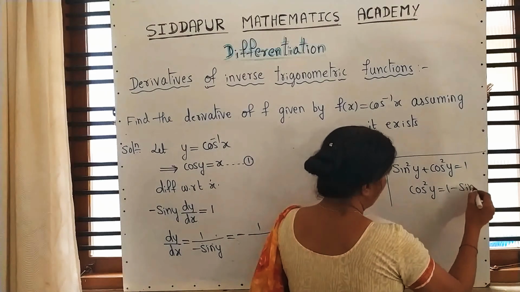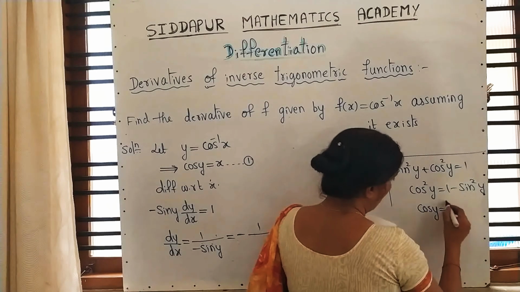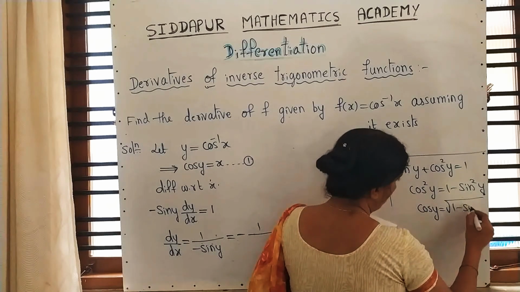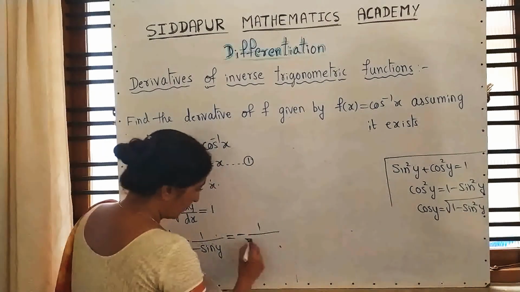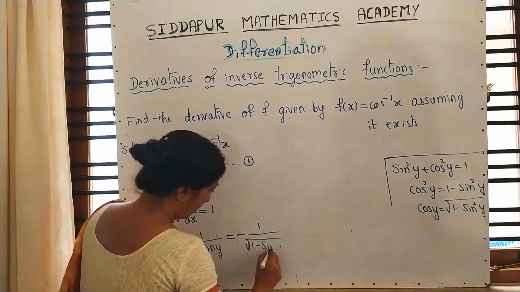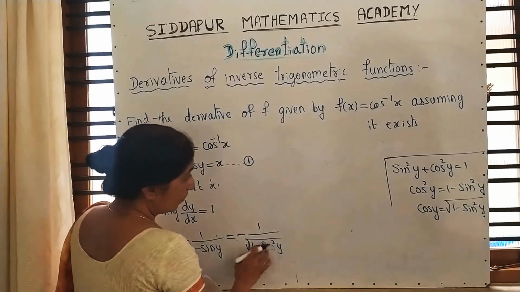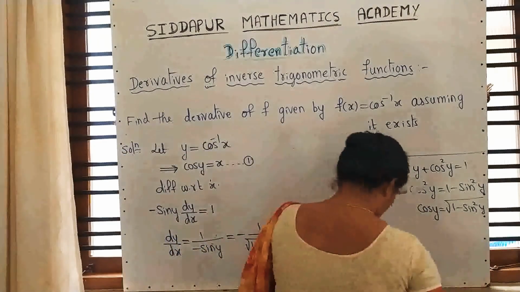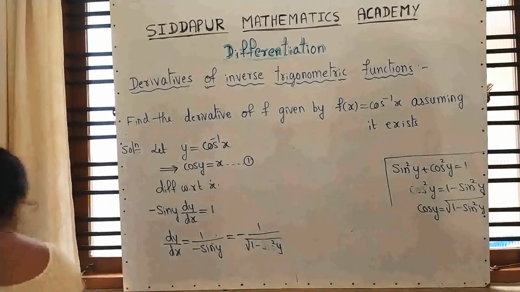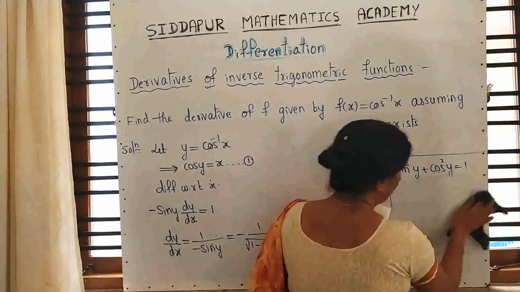1 minus sin square y. Cos y is equal to root of 1 minus sin square y. But what is sin y? Sorry, I made a mistake. We have to write sin square in terms of cos. Sorry, I'm really sorry.